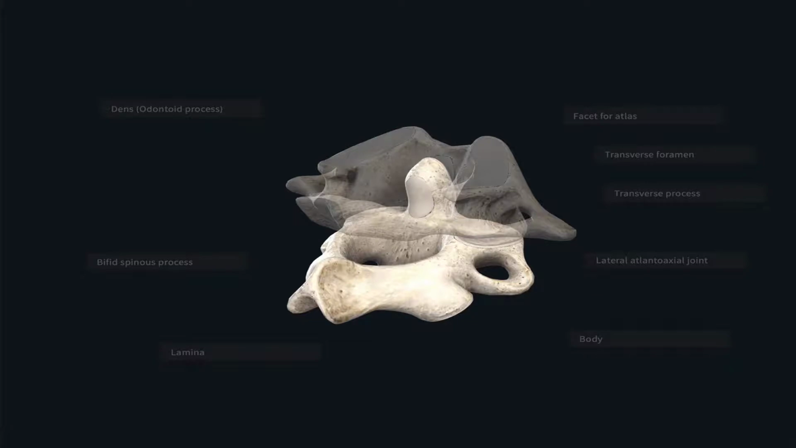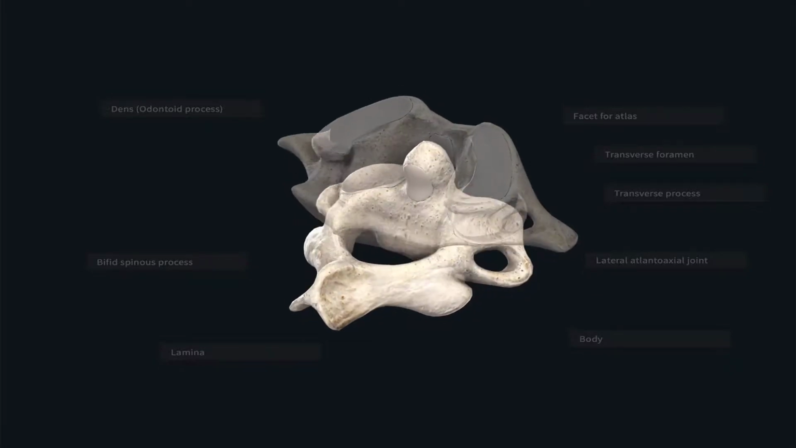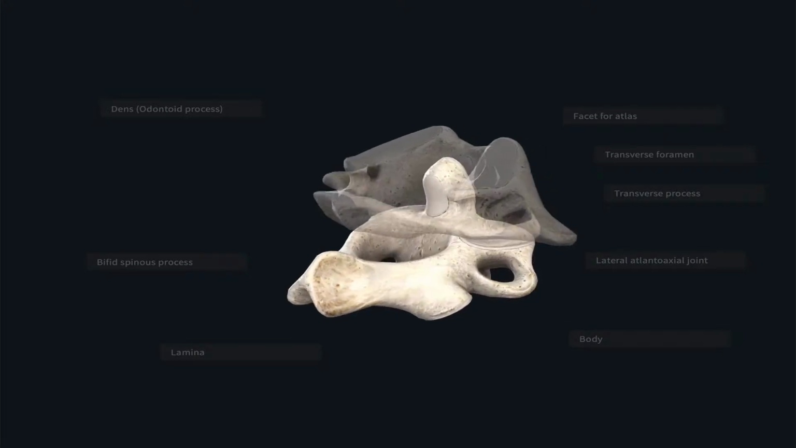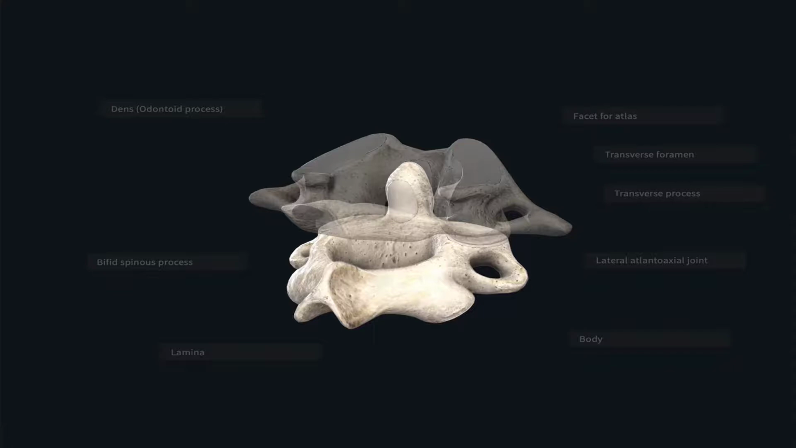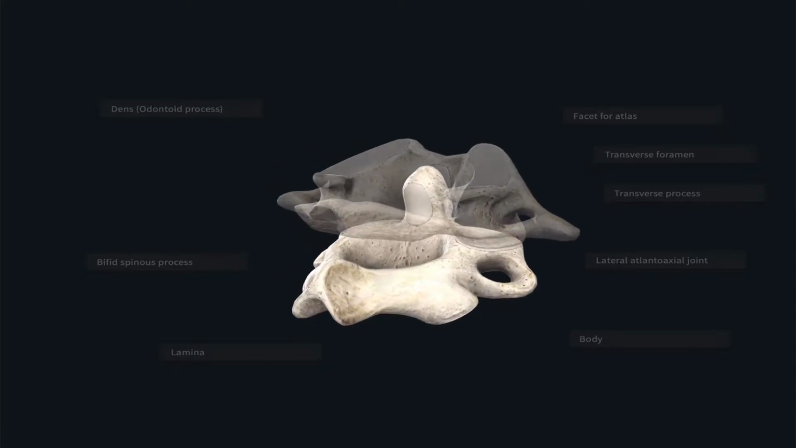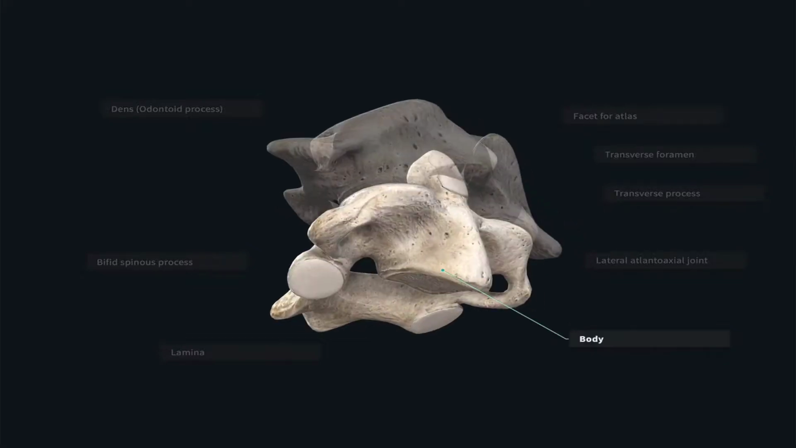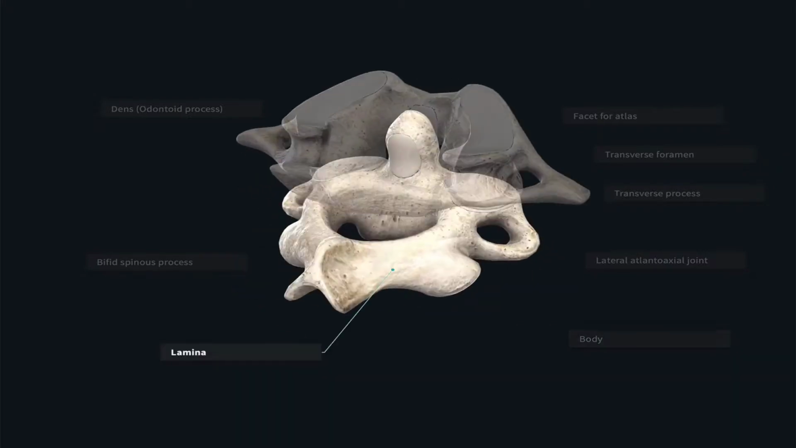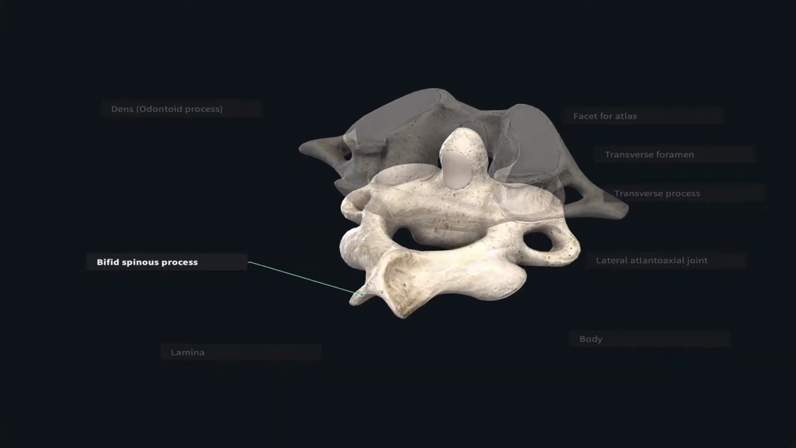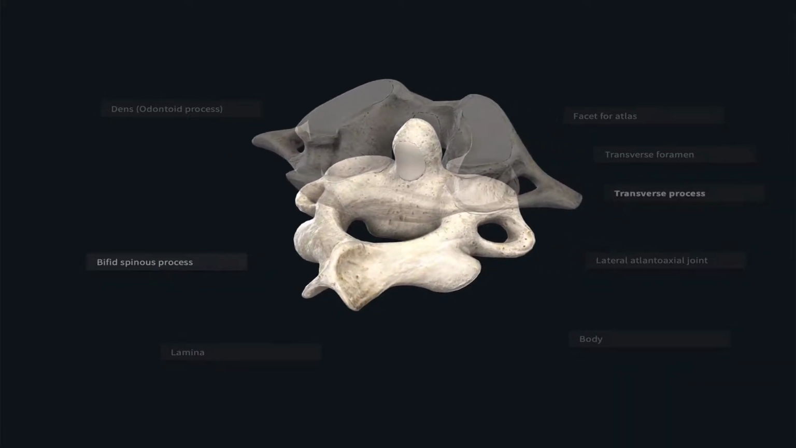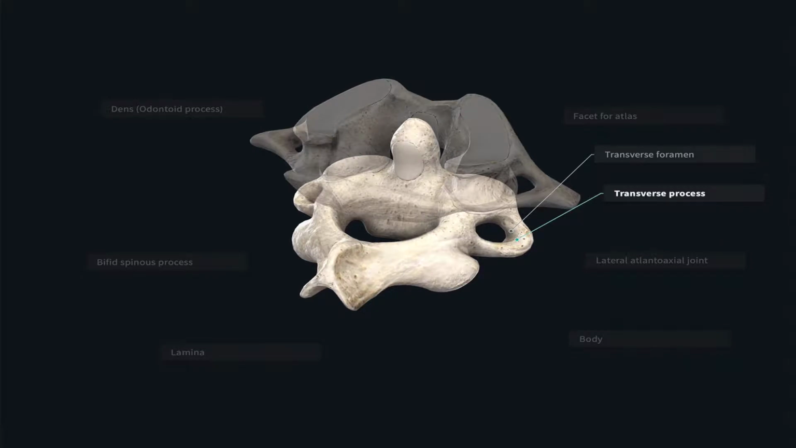C2, the axis. The axis, or second cervical vertebrae, is deemed to be atypical along with C1 above it, the atlas, and C7 below it, the vertebrae prominens. It has, on initial inspection, many features that are in keeping with those of a typical cervical vertebrae, namely a body, lamina, and a bifid spinous process. There are also the transverse processes, in common with other cervical vertebrae, that transmit the vertebral arteries through the transverse foramina.